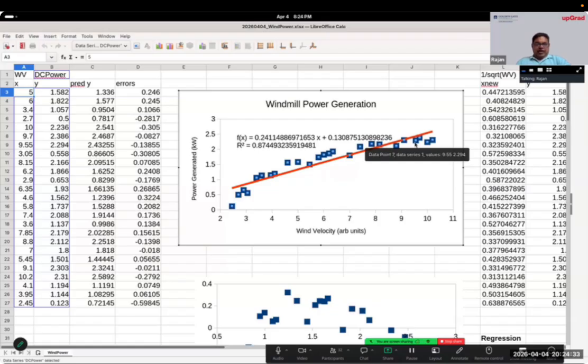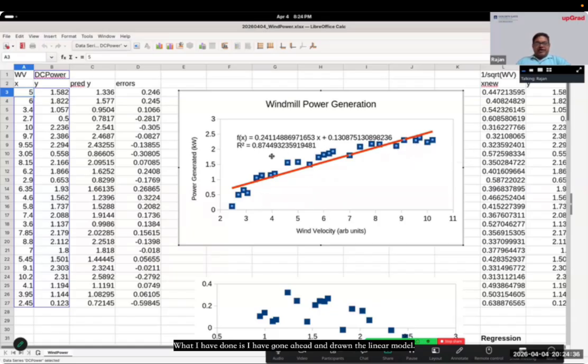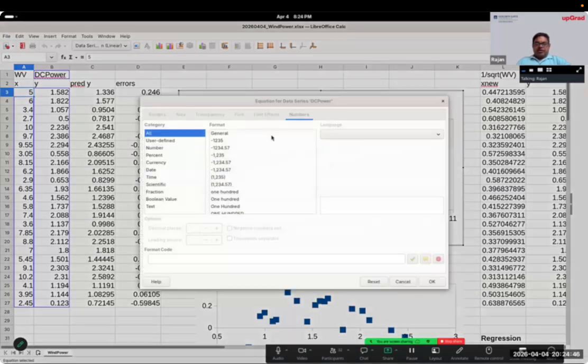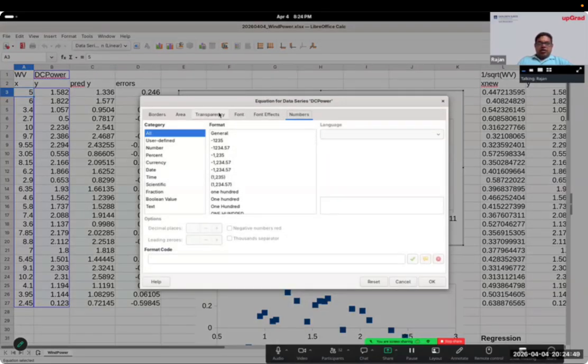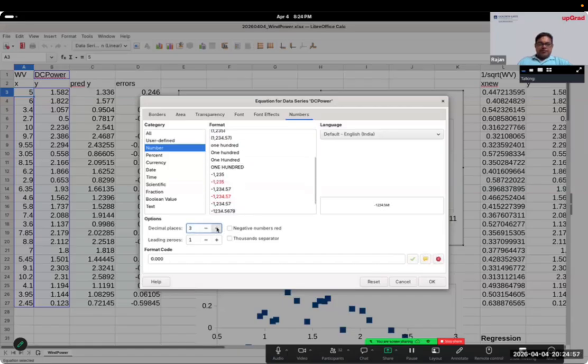What I have done is gone ahead and drawn the linear model. The linear model equation is given here. When people say something like winning this championship is 1 over 5, that means they are talking about this probability. 1 over 5 is the odds they are talking about.